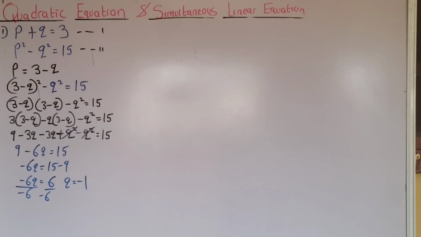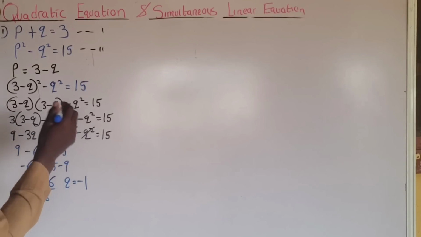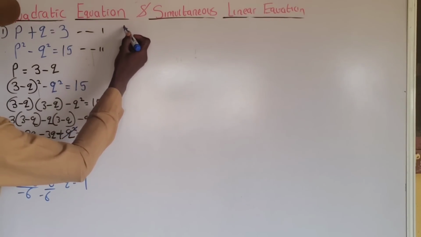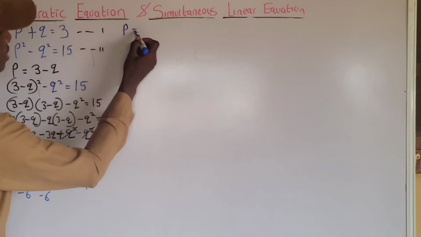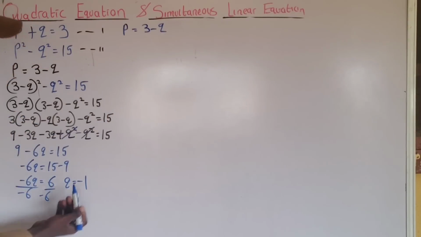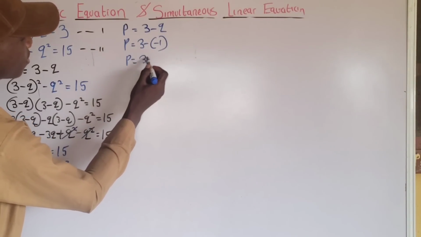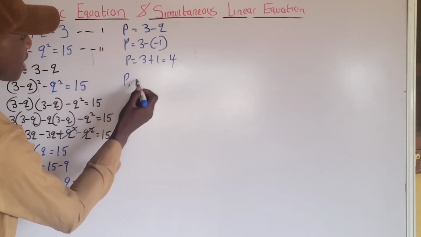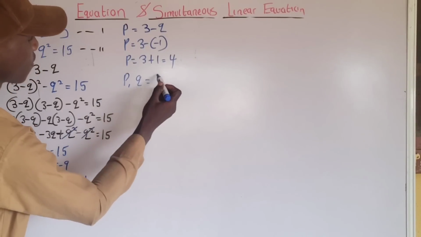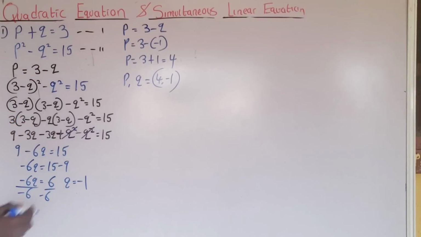Now, having gotten the value of q as negative 1, what will be the value of p? To get the value of p, you just have to substitute the value of q into the linear equation that you are given. You know p equals 3 minus q. So when q is minus 1, p will be 3 minus (minus 1). p equals 3 plus 1, which equals 4. So p, q is 4, minus 1. That is the solution to that simultaneous quadratic linear equation.